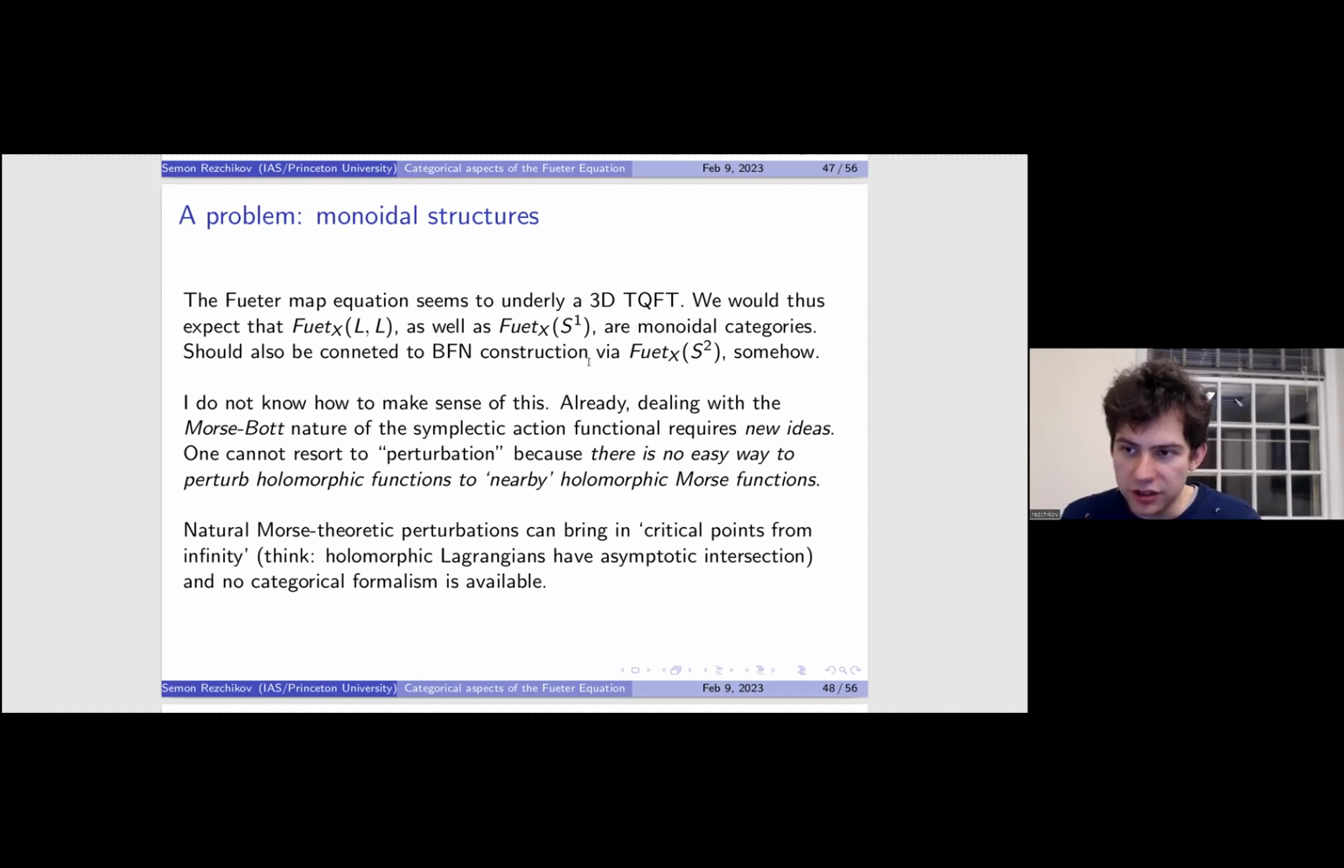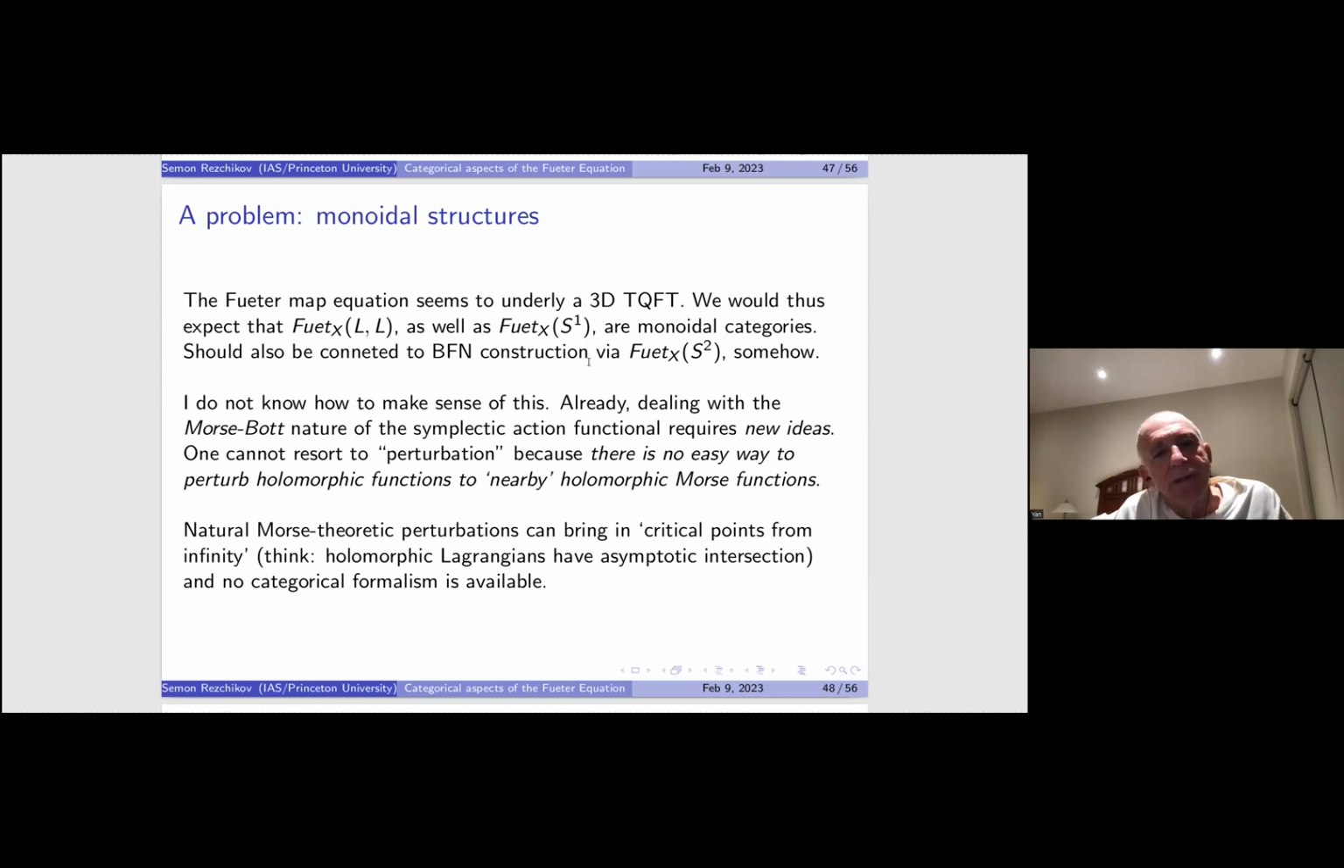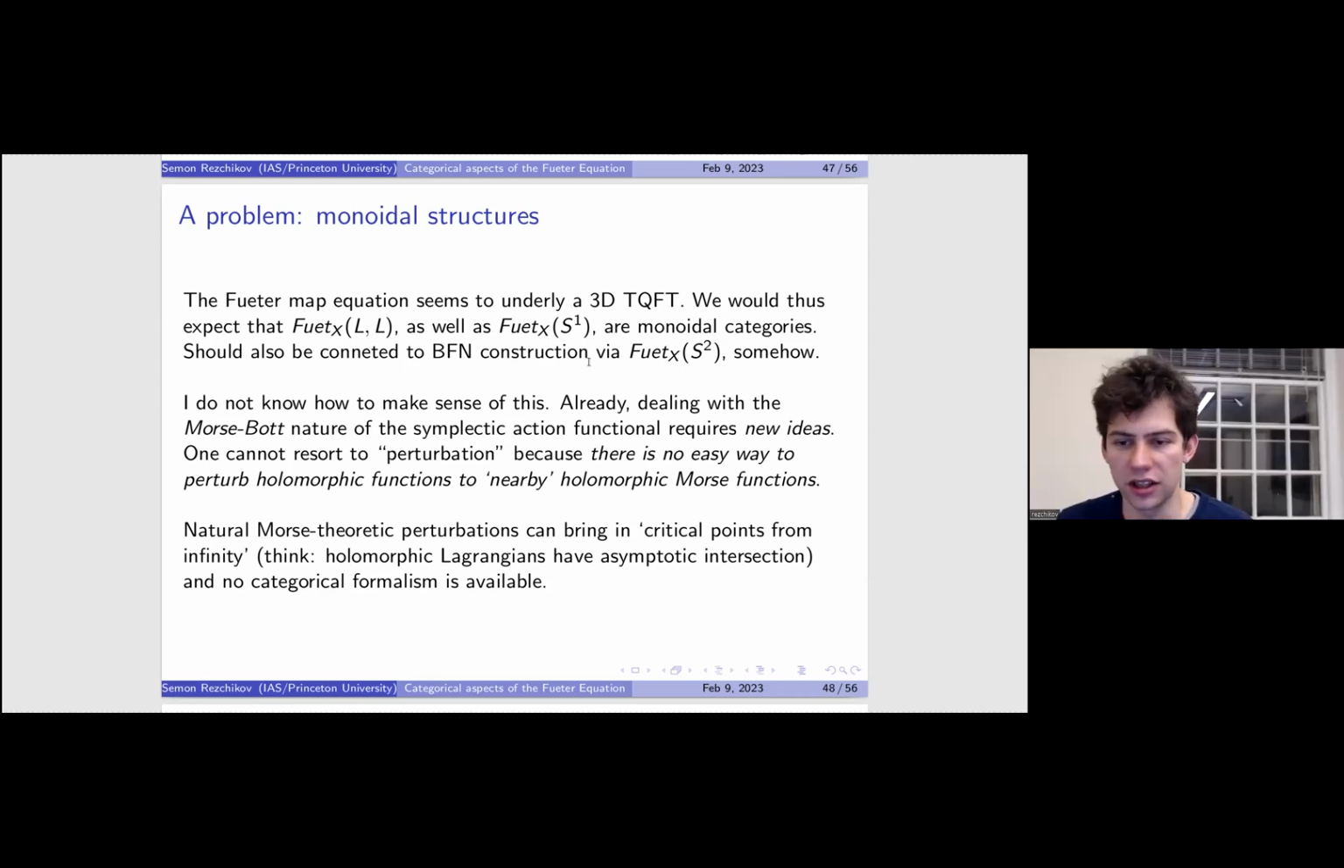We've taken one adiabatic limit. We could try to take another adiabatic limit. And then maybe that'll all be sheaves on the skeleton of this. That's an interesting idea. It's interesting to try.